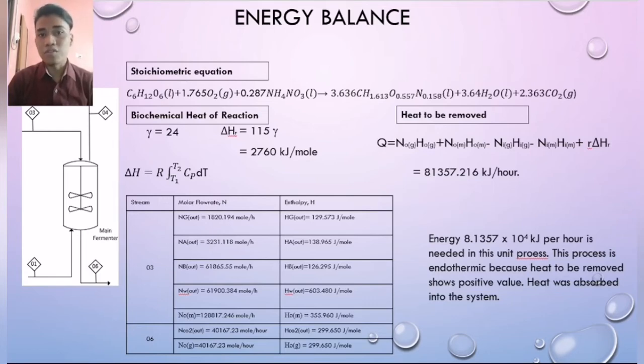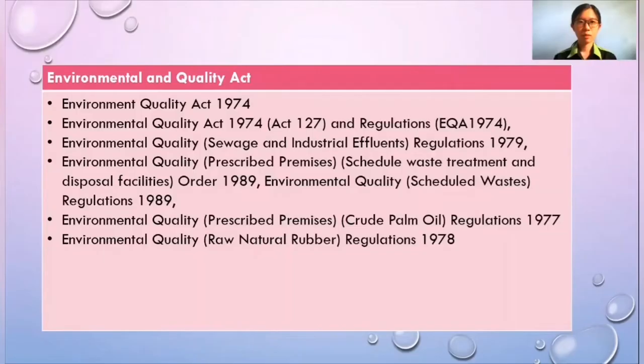And we continue to get heat to be removed in the fermenter by using the formula on the slide, which we get 81,357.216 kilojoule per hour. This process is endothermic process because we get positive value for heat to be removed. The waste that we treat in the production of probiotics is yeast wastewater. The treatments that we use are biological, chemical, and ozone treatment. Other than that, there's also the autoclave sterilization treatment. These 6 environmental and quality acts apply to our waste management.